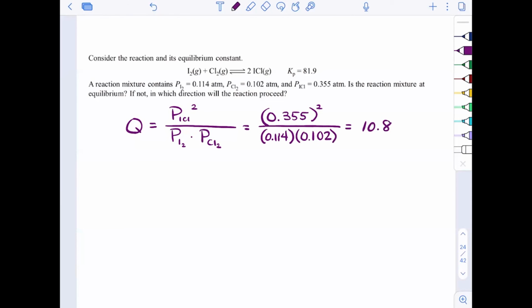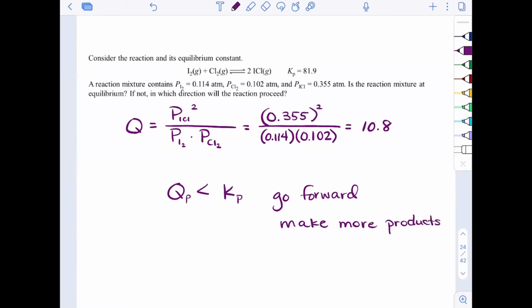Let's look at that value. Q is less than Kp, call it Qp. What does that mean? Since Qp is less than Kp, the reaction is not at equilibrium and needs to proceed to the right, needs to go forward. Make more products. We need that numerator to be larger. Excellent.